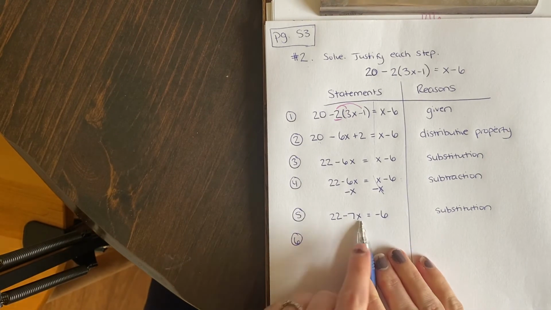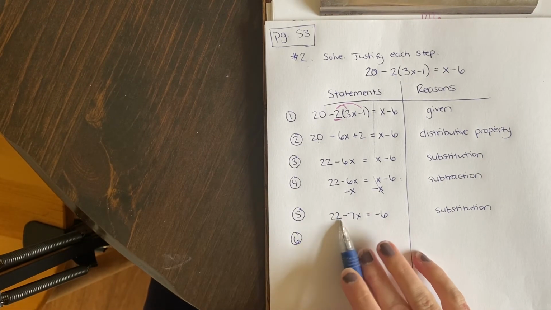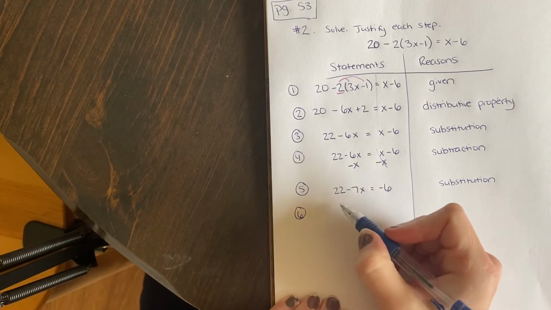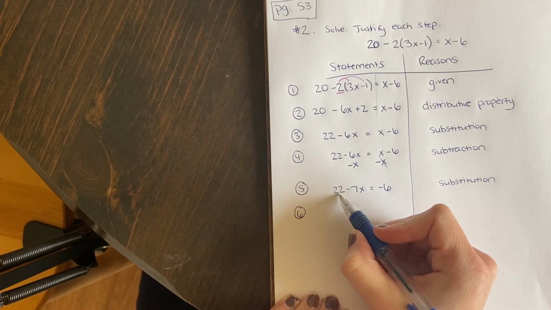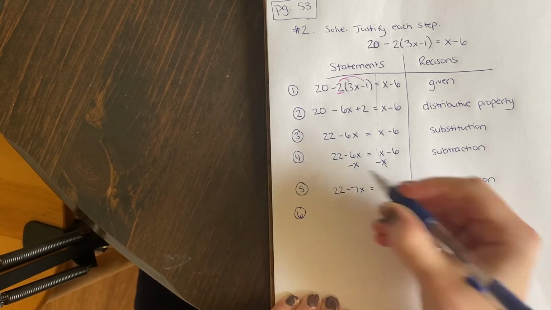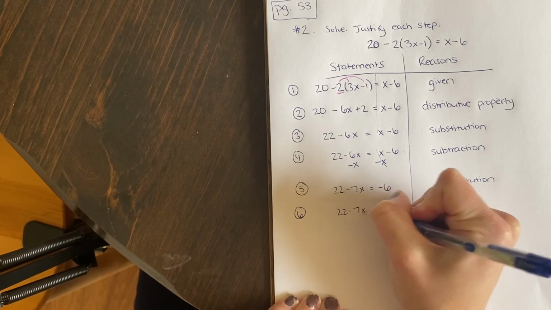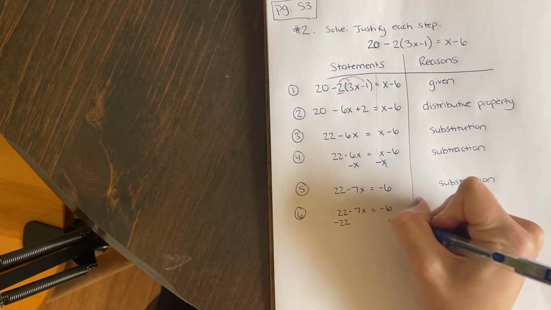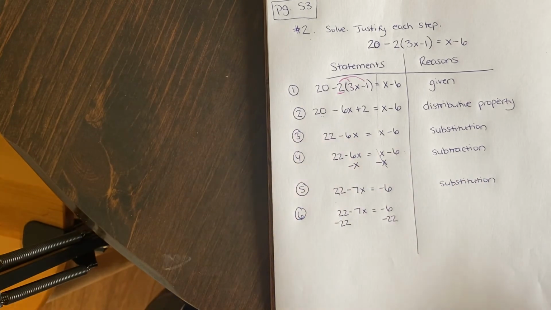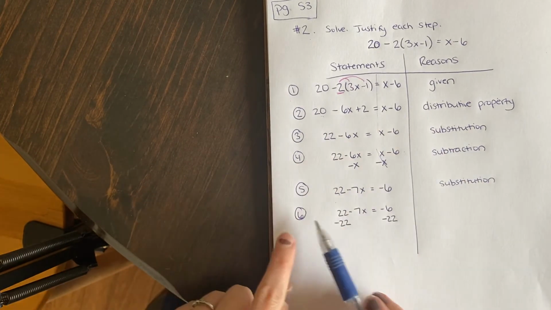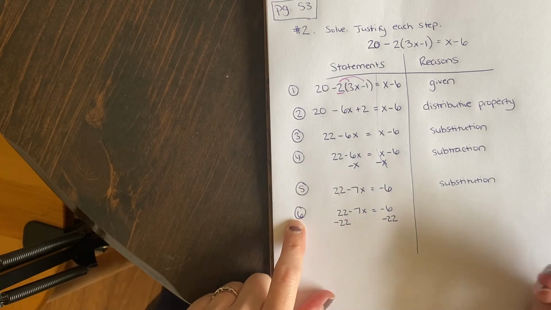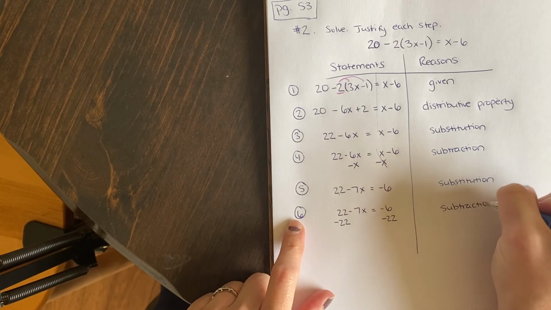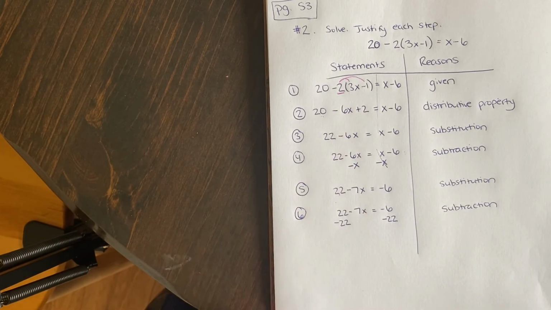So in order to get x by itself, I've got to get rid of this 22. This is a positive 22, so to undo it, I'm going to subtract 22 on both sides. But remember, before just writing -22, I need to rewrite my equation. Now I can go ahead and show that I'm going to subtract 22. So rewrite that equation when you move on to a new statement. and I use the subtraction property of equality.